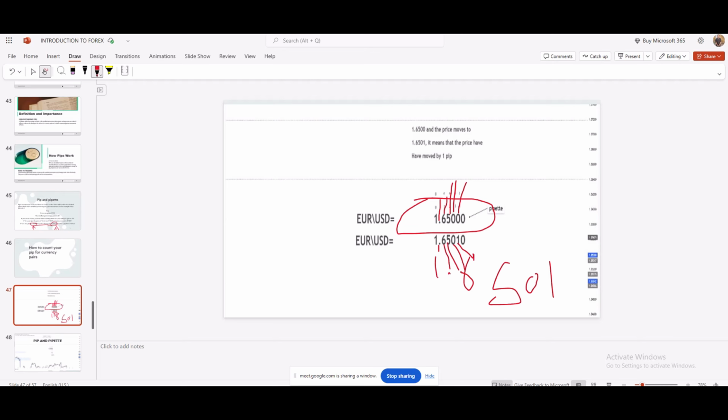I don't know if you understand. Then even if there's 0 here, there's 1, there's 5, any other thing after this first 4, we'll call it a pipette. So you should have it at the back of your mind that a pip is the percentage price movement of a given currency or investment. And for you to be able to calculate your pip, you start counting from the decimal places. The first 4 numbers after the decimal place is your pip, and any other one is your pipette.